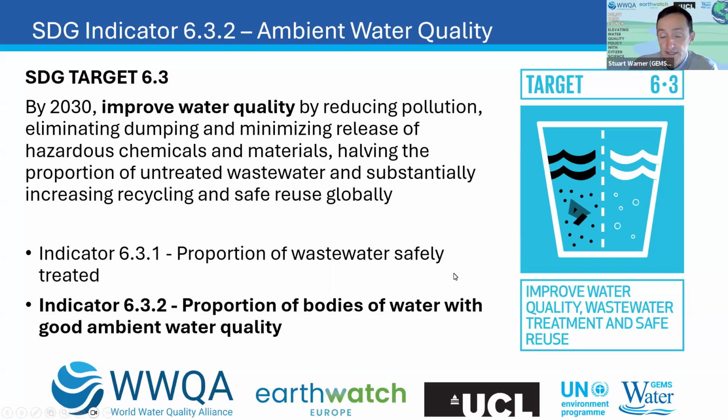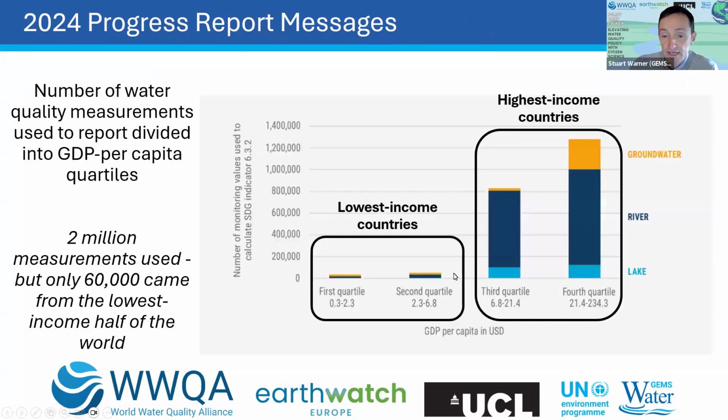And in addition to the actual indicator score, we ask them for additional pieces of information, such as how many monitoring values they're using, how many monitoring stations, the water body types, and also the target threshold values that they're using in their assessment. And this additional information is really useful and gives us great insight into how countries are monitoring and assessing their fresh waters.